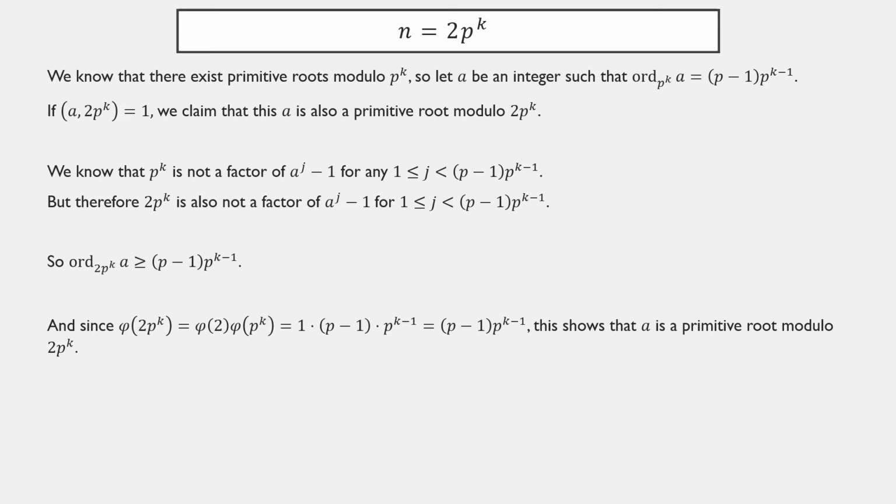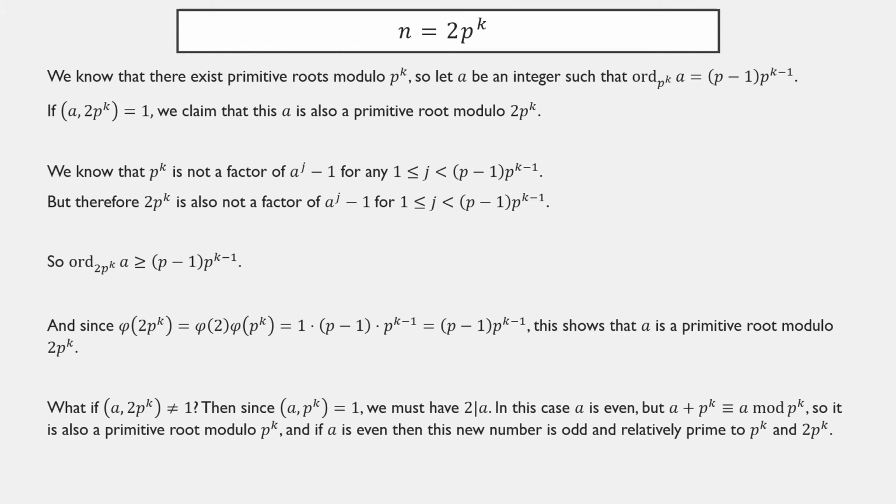Because 2 is relatively prime to an odd prime power, I can use multiplicativity of the Euler totient function, and phi of 2 is 1. So the order mod 2 times p to the k of a is at least as big as phi of 2p to the k. It's therefore exactly equal to it, and a must therefore be a primitive root modulo 2p to the k, under the assumption that it was relatively prime to the new base.